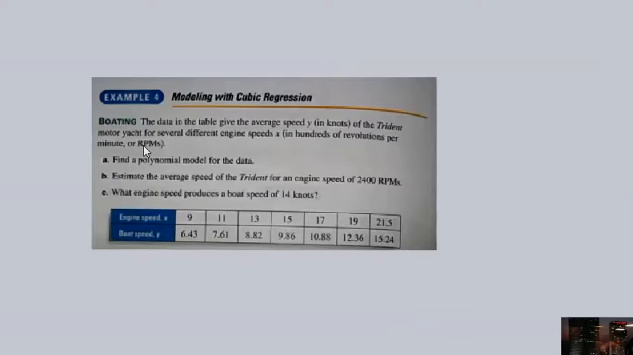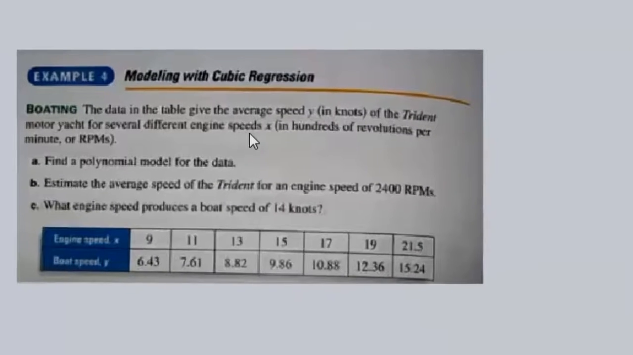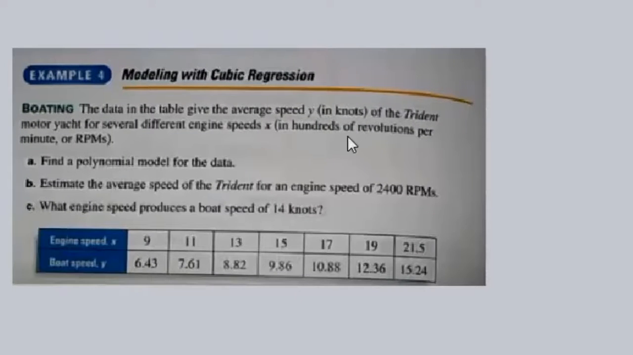The speed in knots of a Trident motor yacht for several different engine speeds, for x in hundreds of revolutions per minute. Take note, the value of x is in hundreds of revolutions per minute. We have to find a polynomial model for the data, and we also have to estimate the average speed of the Trident, the name of the yacht, for an engine speed of 2400 RPMs. This one is in hundreds, so 9 means 9 hundreds.